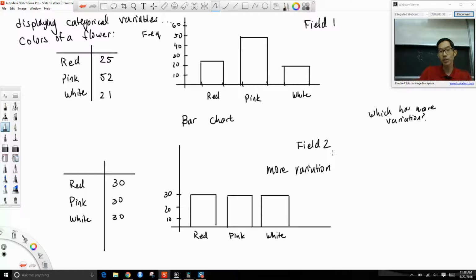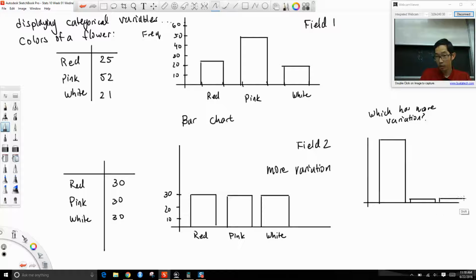We can imagine a third field, which looks like this. What does the third field look like? All the flowers are pretty much just one color. I mean, there are a few pink and white flowers, but pretty much all the flowers are red. So you would not look at field 3 and say there's a lot of variation here. You would say there's hardly any variation here.